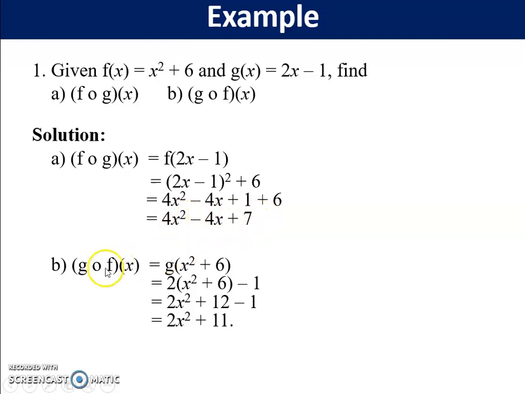Next, the second problem, (g composite f)(x), we write as g(x² + 6), that is g(f(x)). In g(x), we have to substitute x² + 6. What is g(x)? It is 2x - 1. When we substitute x as x² + 6, on simplification, finally we get 2x² + 11.